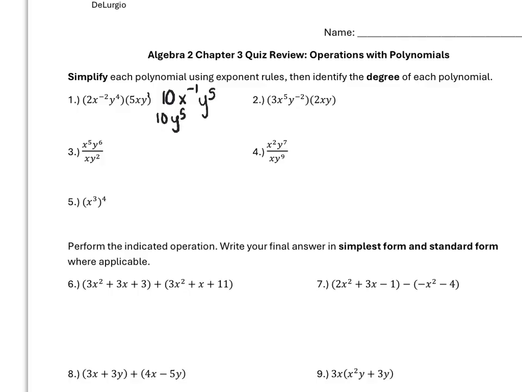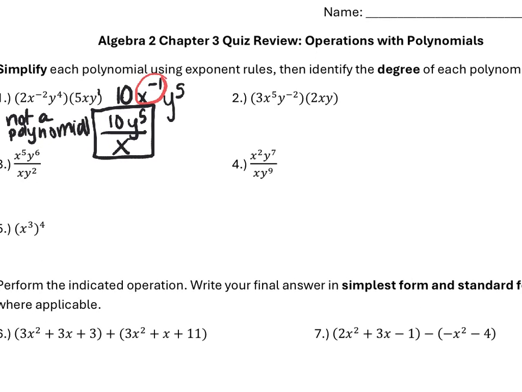We have to drop the x only, because it's the only one with a negative exponent, to underneath the fraction bar. So this is our simplified version. It asks us what degree it is. This is not a polynomial because it has a denominator variable. So I do want you to simplify it. You just need to recognize that it's not a polynomial once we get it all simplified down.